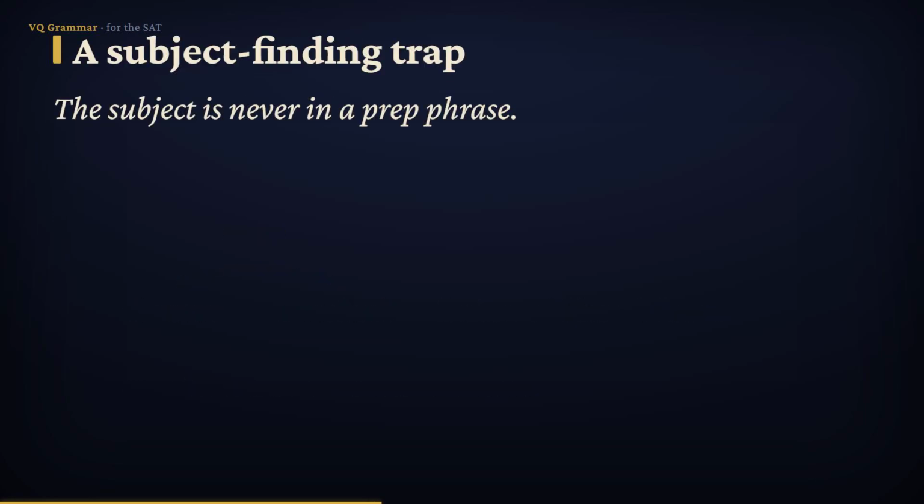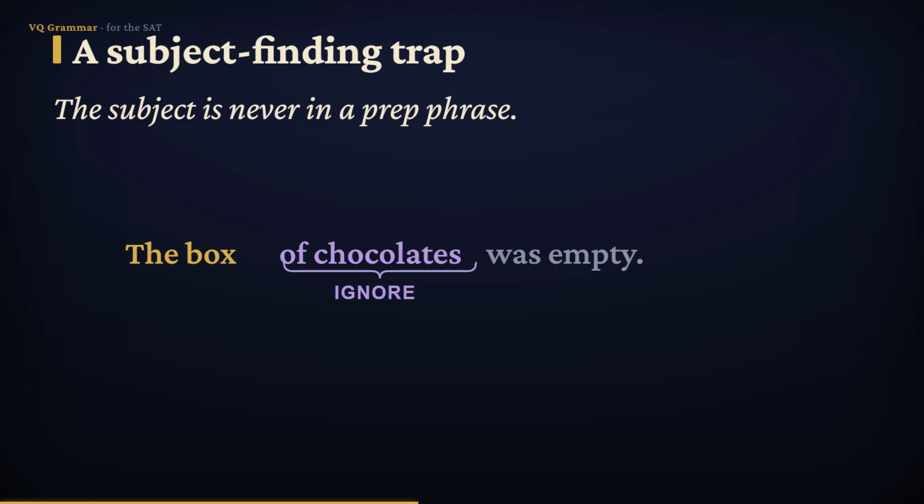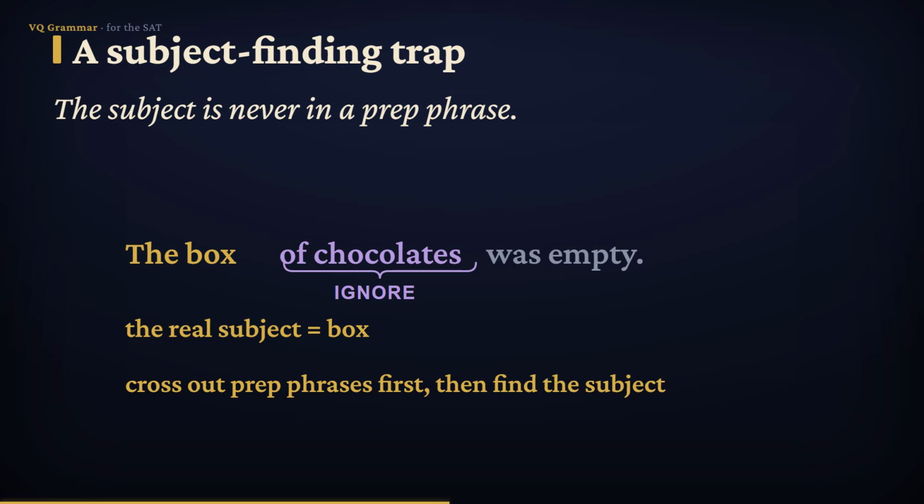Here's a trap worth knowing right now. The simple subject is never hiding inside a prepositional phrase. Look, the box of chocolates was empty. It's tempting to grab chocolates, the closest noun to the verb, but of chocolates is just a prepositional phrase. Cross it out, and the real subject is box. The box was empty. So whenever you hunt for the subject, mentally cross out the prepositional phrases first. The subject is never in there.